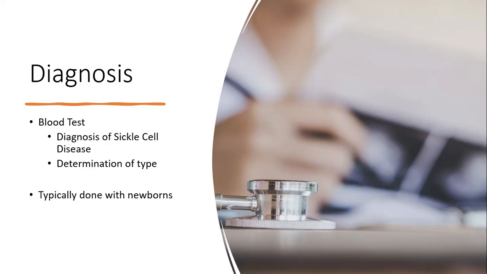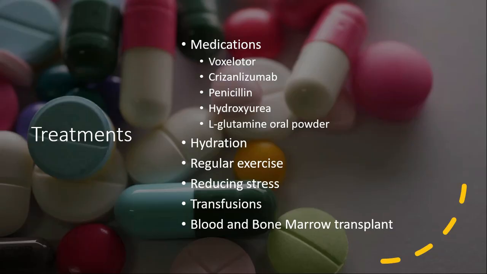Approximately 90% of those diagnosed with sickle cell disease in the United States are of African descent, with about 1 in every 360 individuals of African descent being affected and 1 in 13 having sickle cell trait. In order to be diagnosed with sickle cell disease, a blood test must be done, which is typically done as one of the screening tests done with newborns. Blood tests can also determine the type of sickle cell disease.